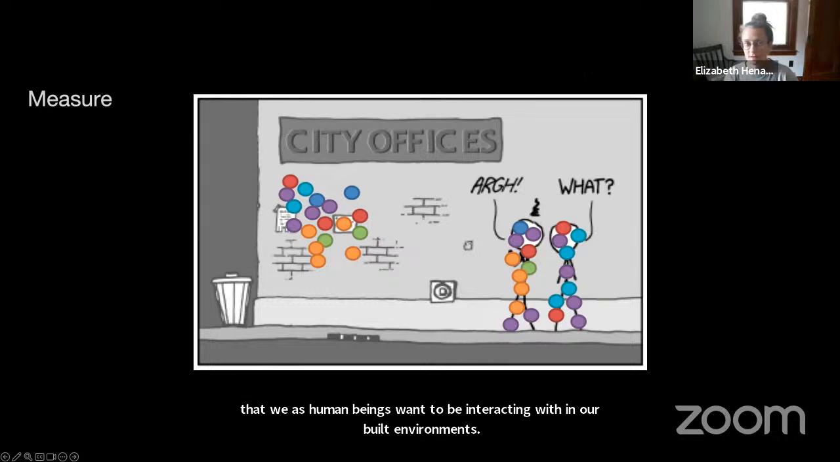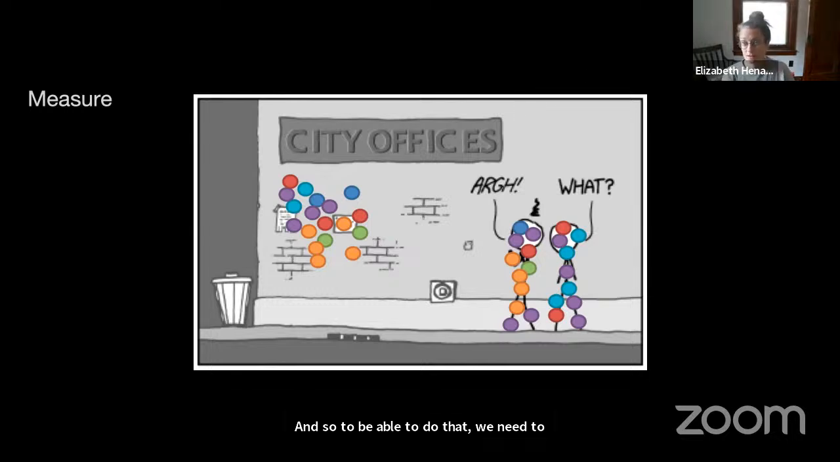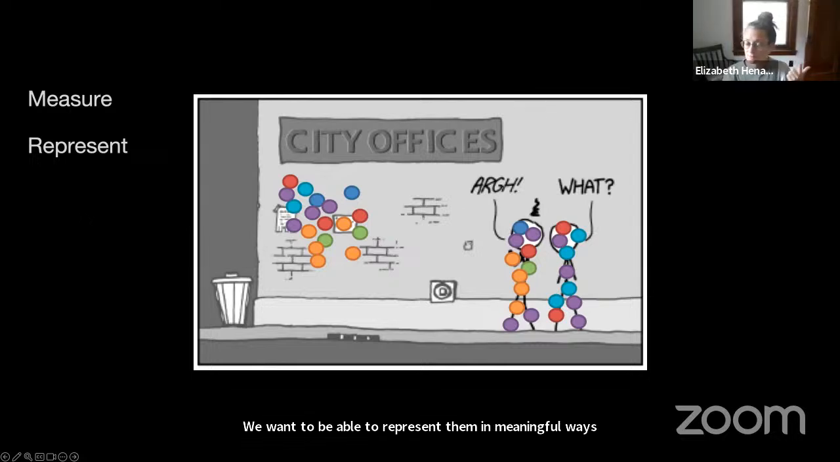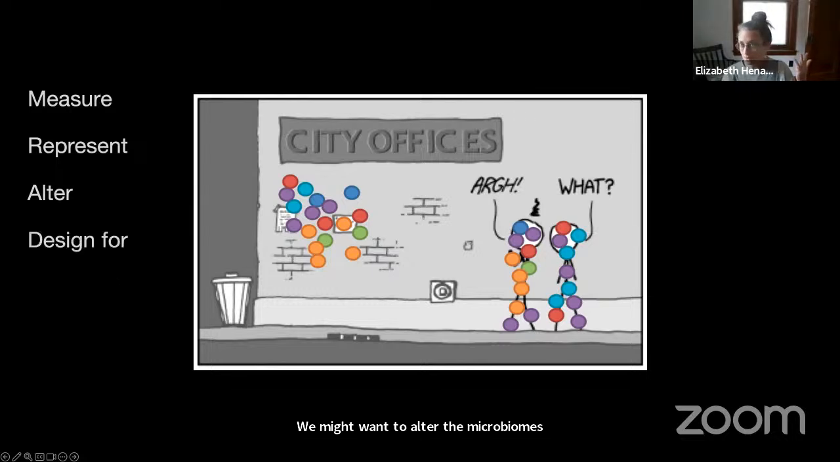And so to be able to do that, we need to be able to do a bunch of different things. We need to first be able to measure these microbiomes accurately. We need to be able to make accurate maps. We want to be able to represent them in meaningful ways at the scales that are meaningful for us, which is actually quite tricky because microbes exist at a microscopic scale. And when we're designing for the built environment, we're designing at a human scale. We might want to alter the microbiomes and their functions. We certainly want to design for them.